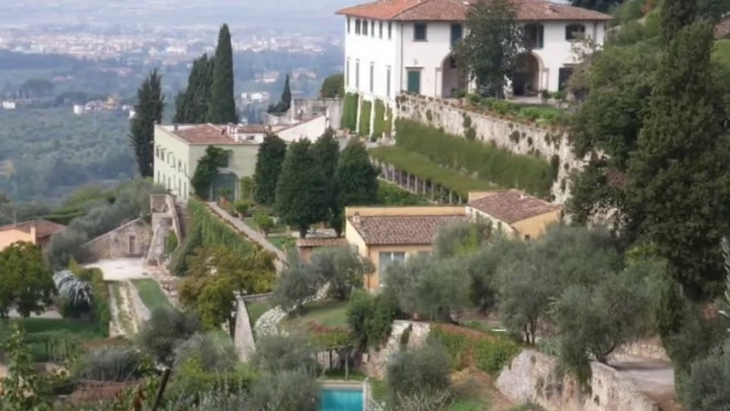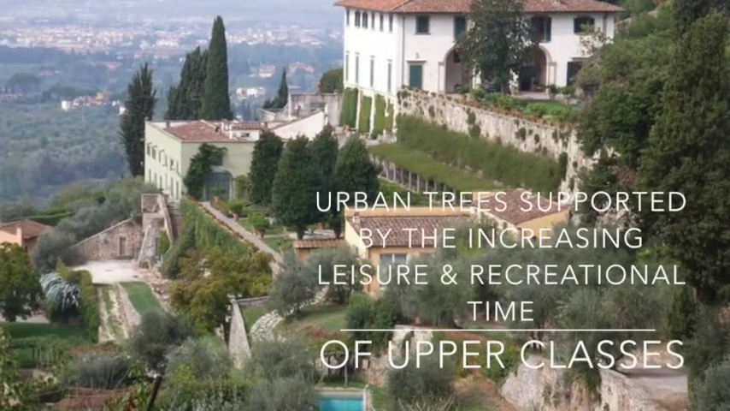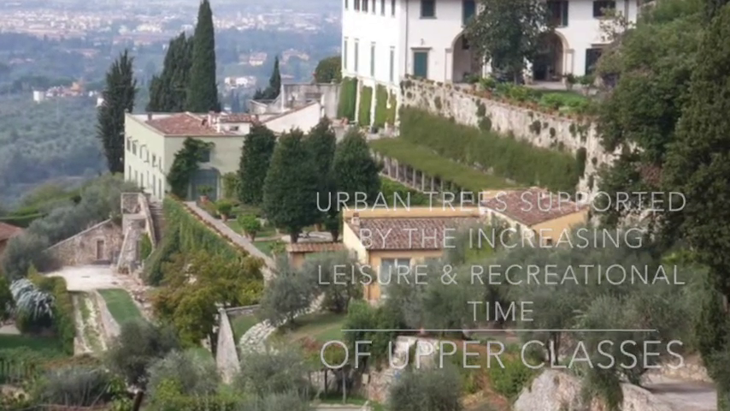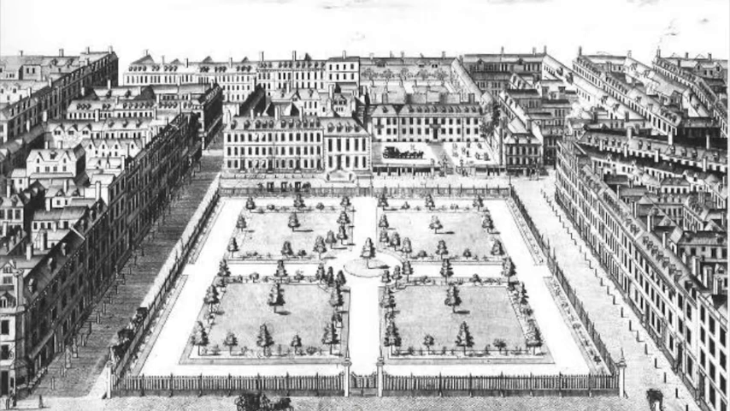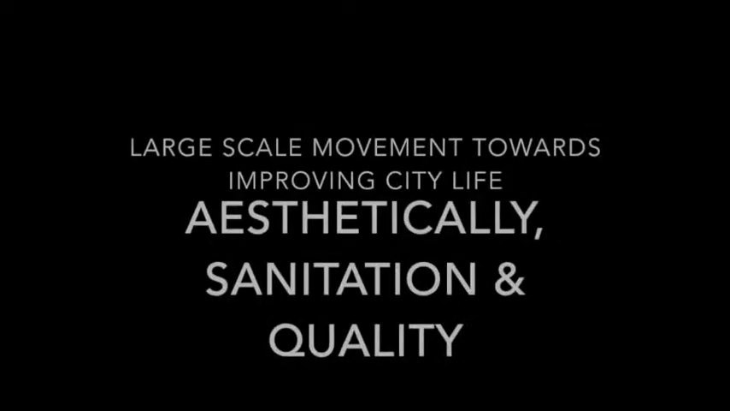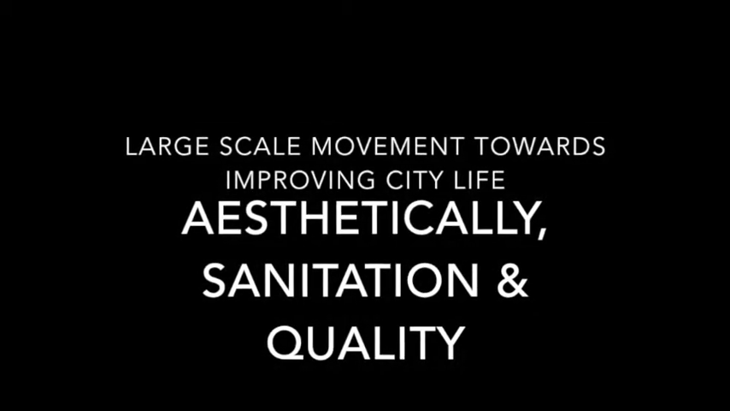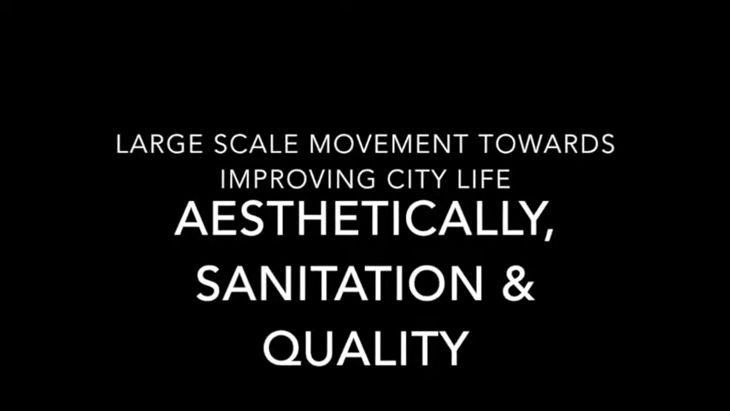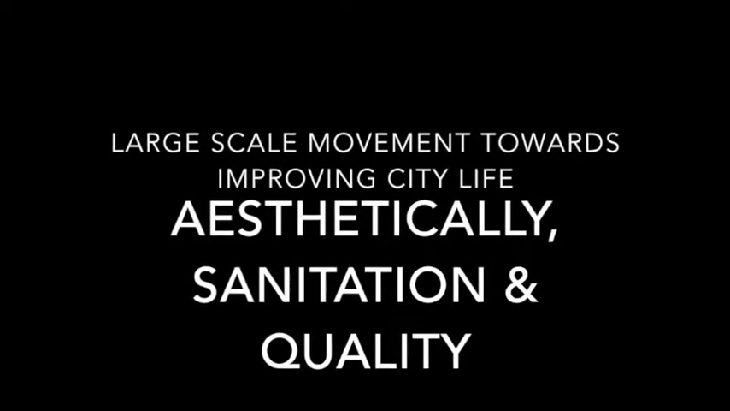18th century until the present day. The proliferation of urban trees was further supported by the increasing leisure and recreational time of the upper classes. In 18th century France, urban forestry was seen as an essential element of embellishment, which was a large-scale movement towards improving city life, not only aesthetically, but also in terms of sanitation and quality of the urban environment.